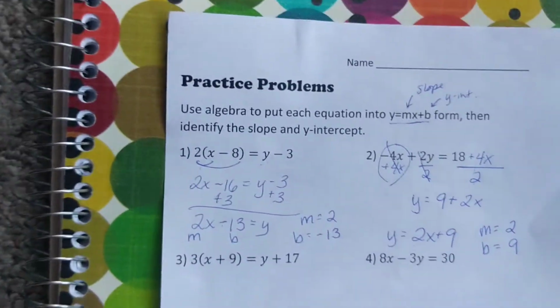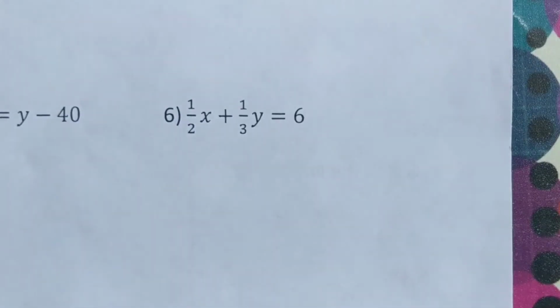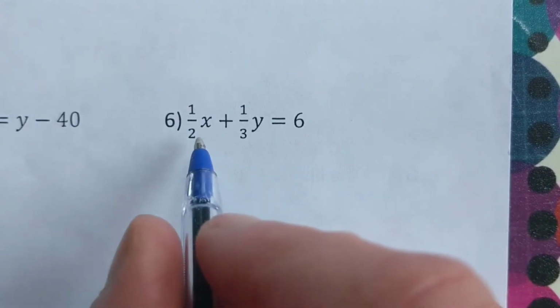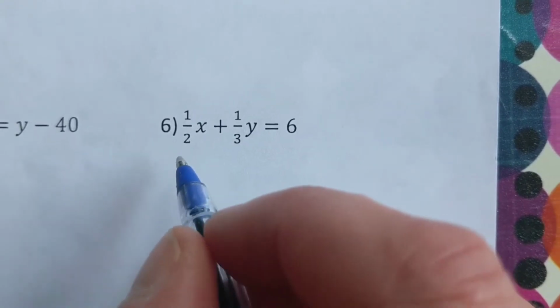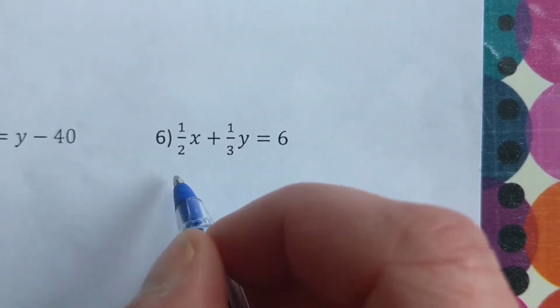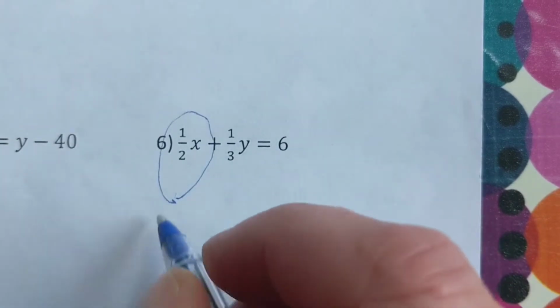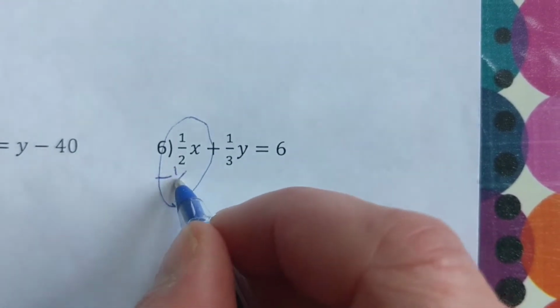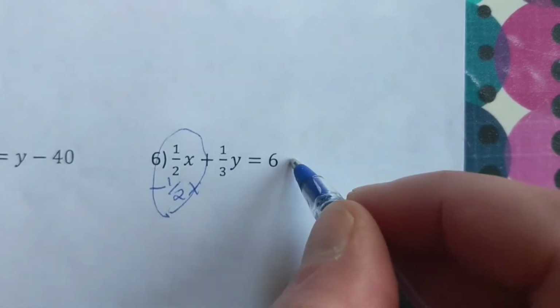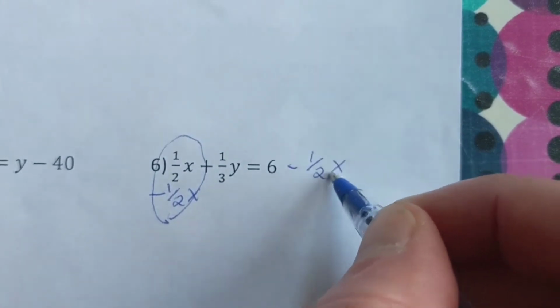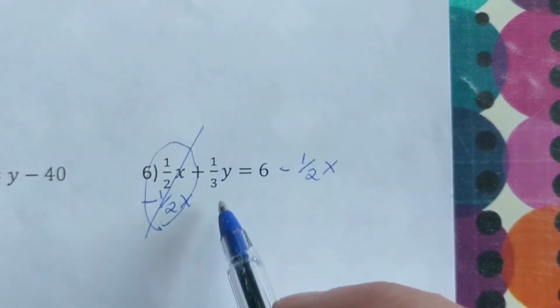Perfect. Let's go on to a harder one. Looking at number 6 on this worksheet, I have some fractions to get rid of this time. So this one's going to work out a little bit differently, but same steps. I first want to start by getting rid of my x term. So I'm going to subtract 1/2 x from both sides. Okay, and that makes a 0 pair over here.